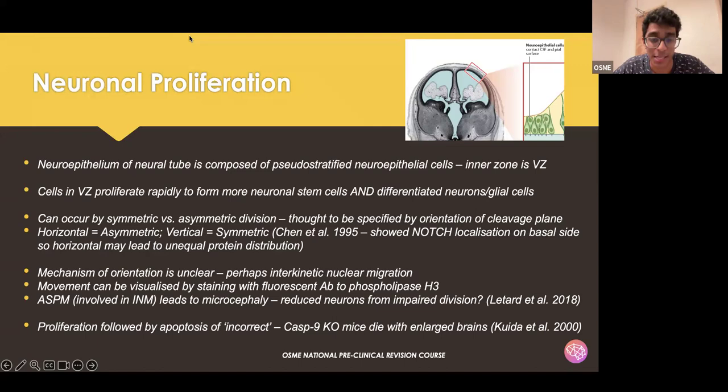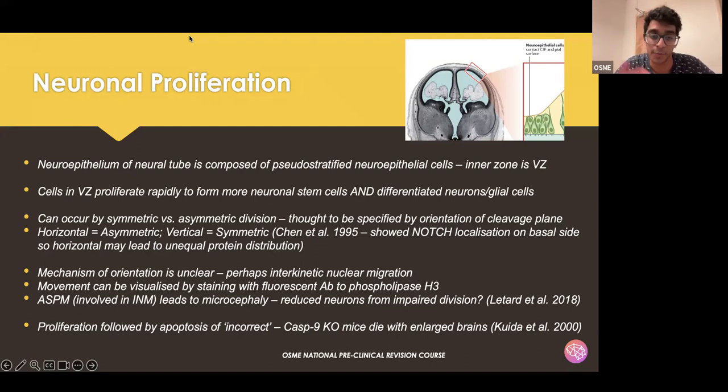The mechanism of orientation remains unclear, so this is once again something for you to discuss in your essay. There's an idea called interkinetic nuclear migration, where the nucleus moves along the central axis and wiggles, and it's thought that maybe that's what determines the plane of cleavage. You can visualize this movement by staining the DNA. There's a gene thought to be involved in this process, and if you impair that gene, which is what they did in the study, you get a reduced number of neurons and, as a result, microcephaly. So this maybe supports the idea that interkinetic nuclear migration is what drives whether you have symmetric or asymmetric divisions.